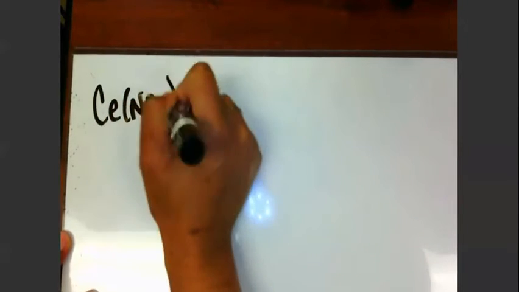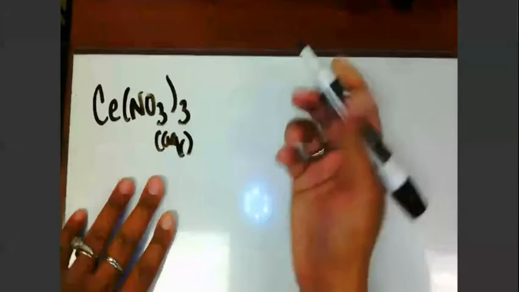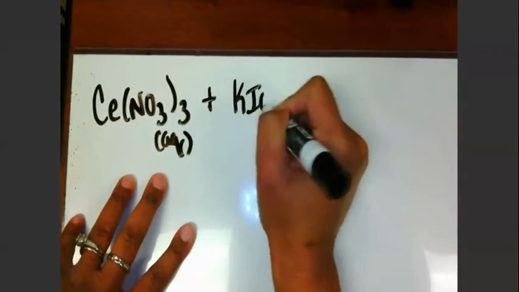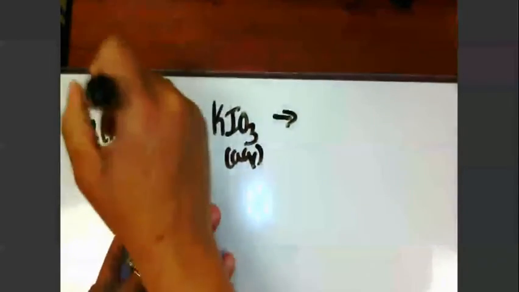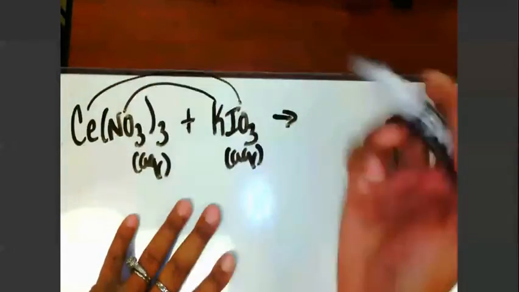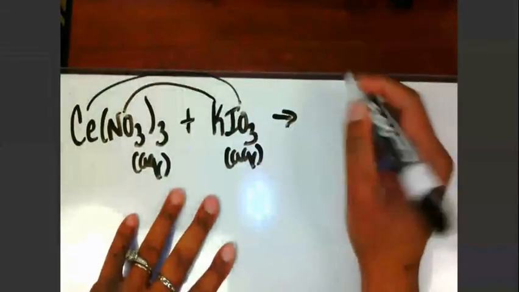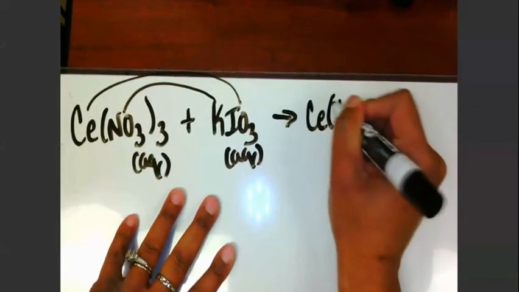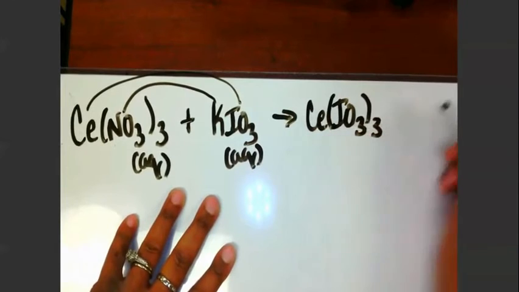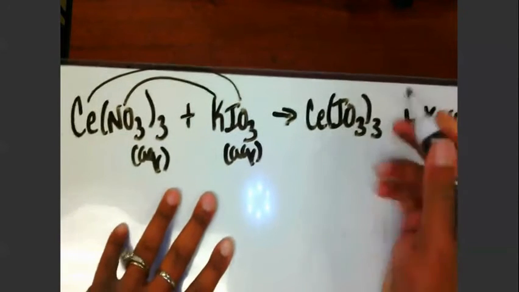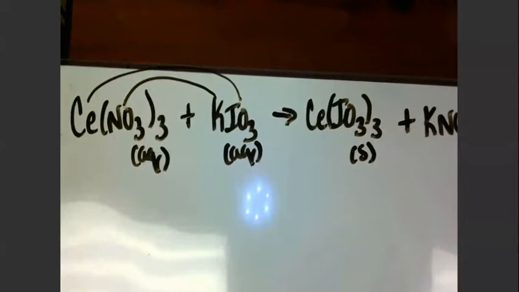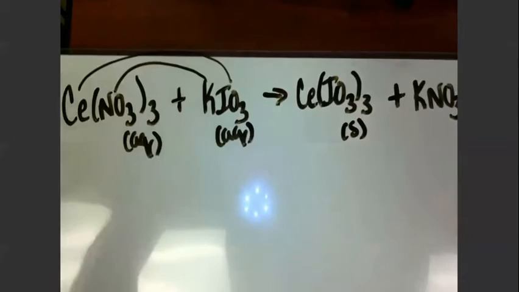Okay, so we have Ce(NO3)3, and then we have it going with KIO3, which means that this would have to go with that, and this would have to go with that. So we would form Ce(IO3)3 and KNO3. And that's supposed to be our solid that's going to precipitate out. Spectator ions, y'all. Do you have any?